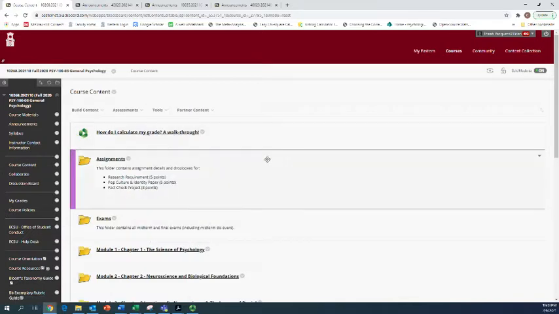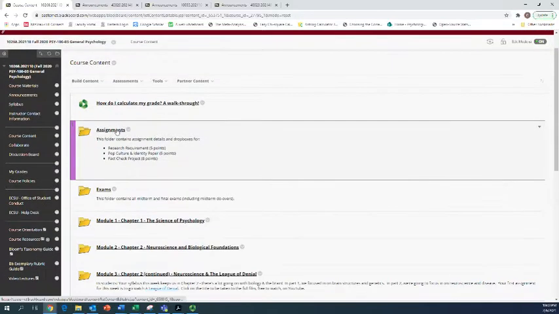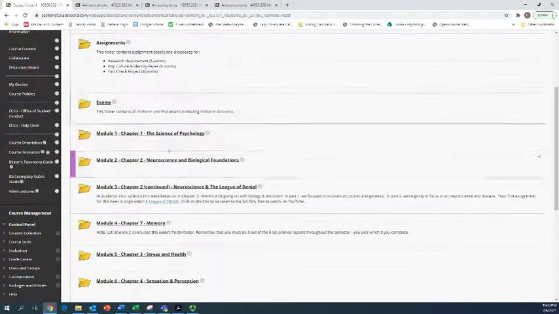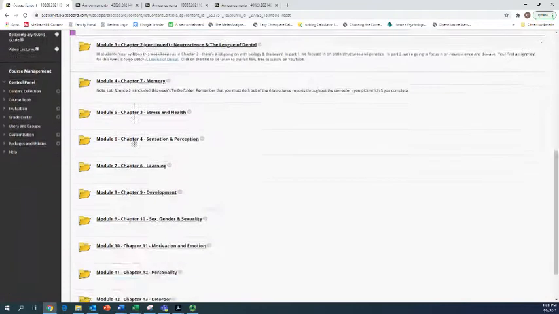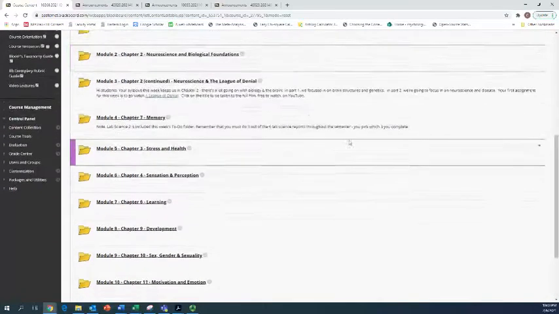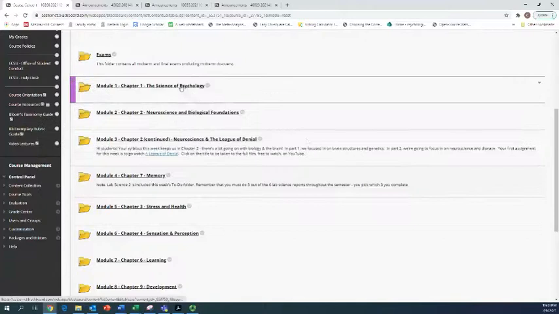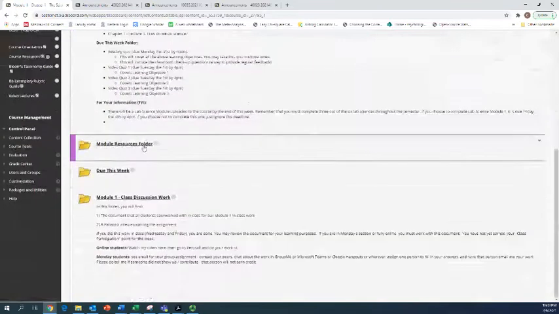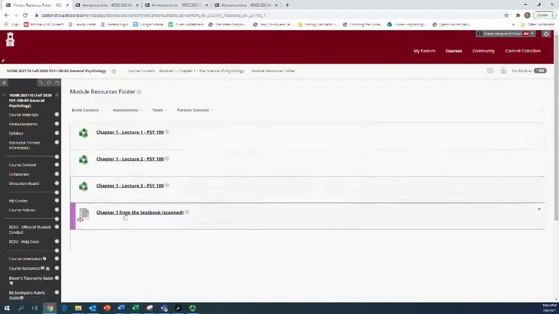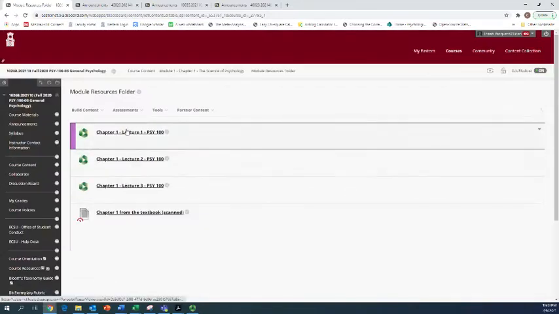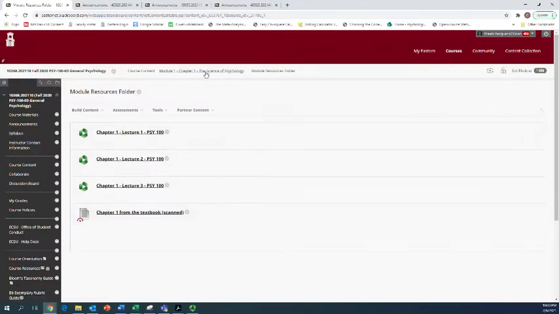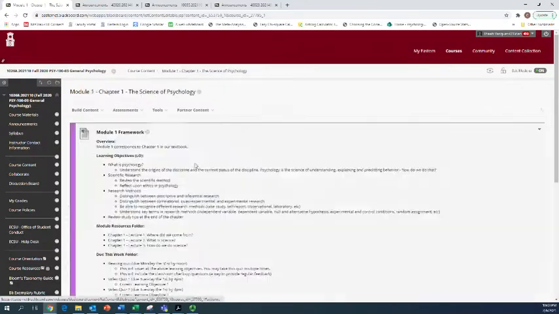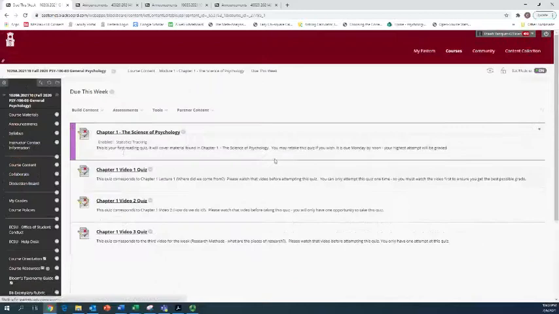So the way that I organized it in the fall was I had a folder for drop boxes, a folder for exams, and then folders for all of the modules. Okay, and so if we went into a module, I posted a bit of a lesson plan, some learning objectives. In the module resources folder, they would find lecture videos, and in chapter 1, I scanned the chapter for them in case they didn't have their book yet.